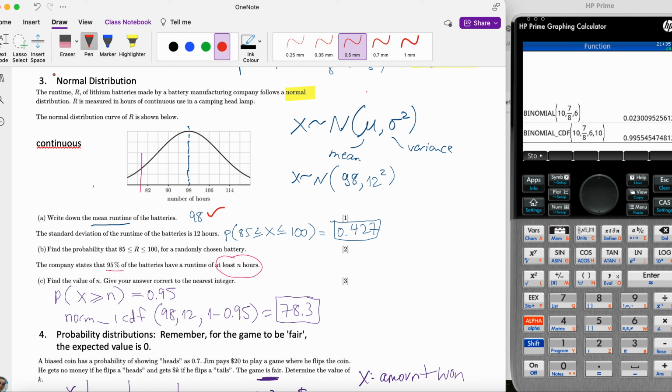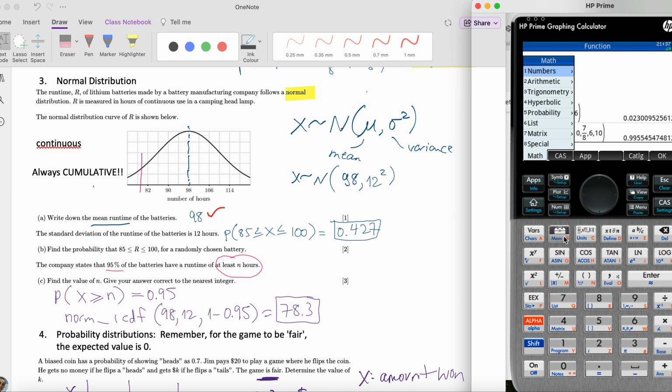Standard deviation is 12. Find the probability that it's between 85 and 100. What's important is it's always cumulative. Always. There's no density because it's a continuous variable. You can't have one specific outcome. So in order to find this, we're going to go to probability, always cumulative with the normal distribution.